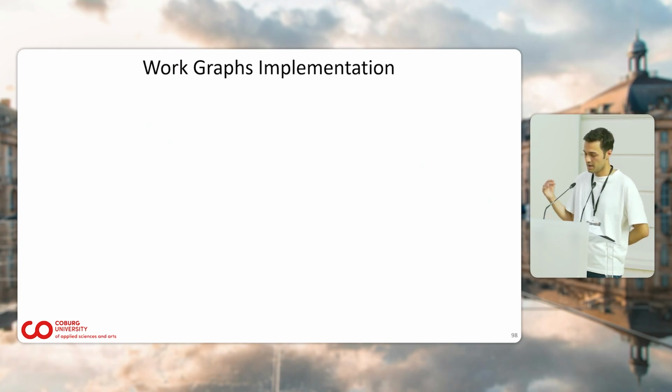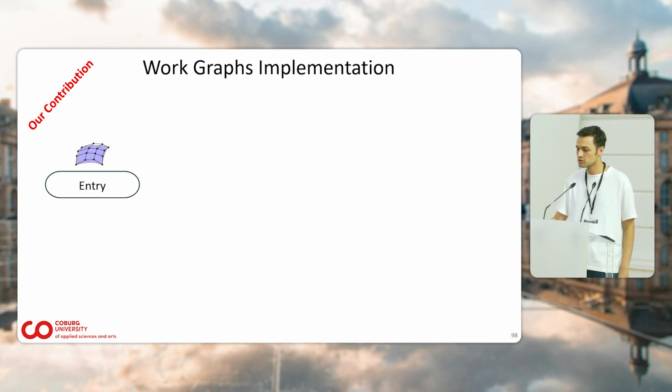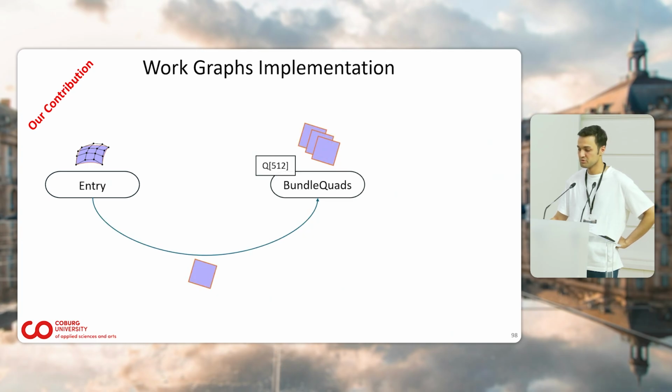Besides the execute indirect implementation, we start with our entry node, which is a broadcasting node. We will get our base patch. We will take a decision: do we want to render or do we want to subdivide? If we want to render, we will pass it to the bundle quads. It's a coalescer, kind of an optimization. I will say something about that later.